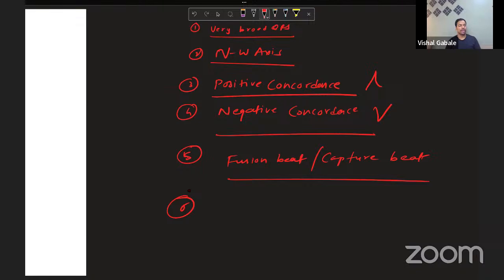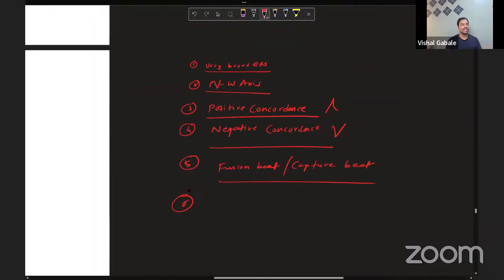Okay, so don't forget this. This is very important, guys. This can be asked to you in any exams as well. So what are the features? Along with that, we have two signs. The one is Josephson sign. Then we have a Brugada sign.